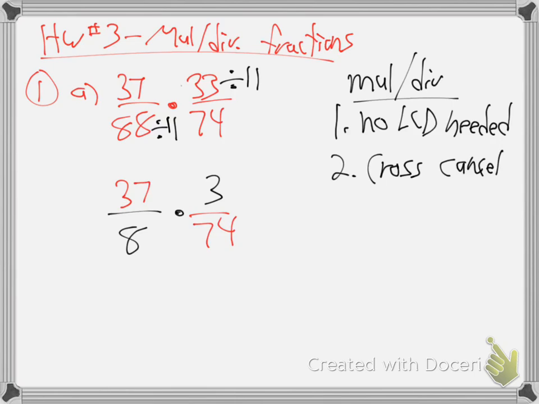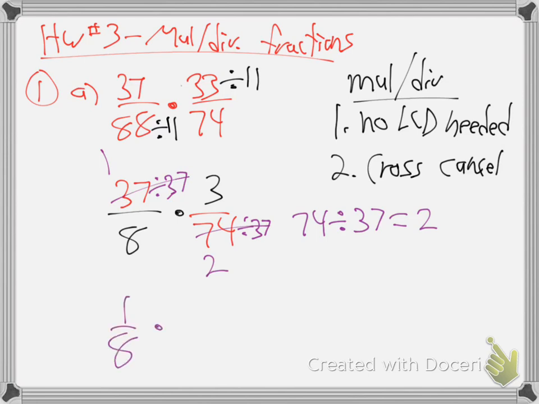Now, does 37 go into 74? I think it does. Yeah, 2 times. Use your calculator if you're not sure. 74 divided by 37 is 2. So really what I'm doing is I'm dividing this by 37 and this by 37, and that leaves a 1 and that leaves a 2. So now we have 1 over 8 times 3 over 2.